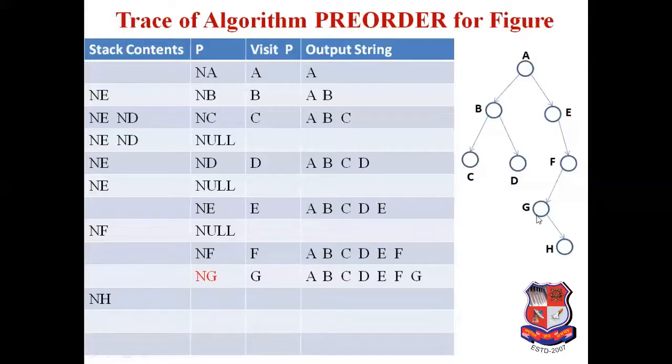Now we assign the left child to P. G has no left child. So in that case, P will be null. As P is null, what will we do now? Again, we remove the node from the stack and assign it to P. So that will be NH. Now we process this node P, that is NH. First we visit that node, so we add H to the output string. So now we have the sequence A, B, C, D, E, F, G, H.